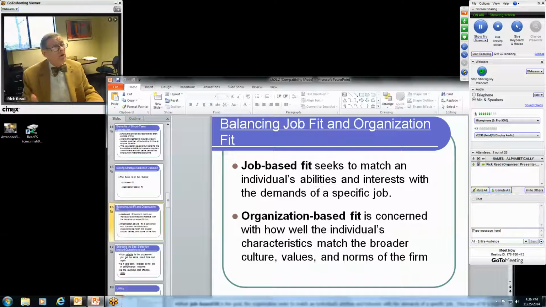Now, I'd like to move to one other slide before we move on here just a little bit. I'm not going to read this slide to you. Again, you've seen this before, the difference between the job-based fit and the organization-based fit.